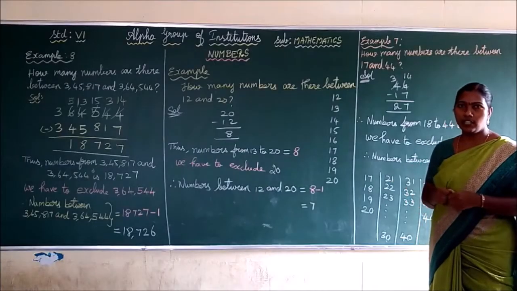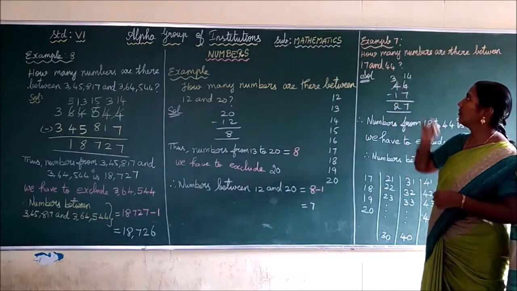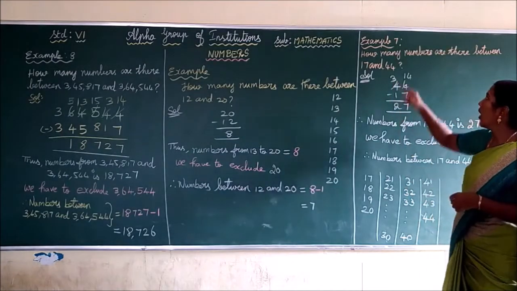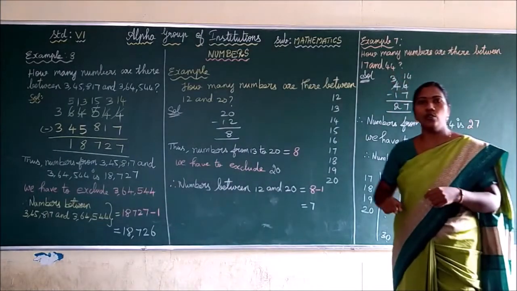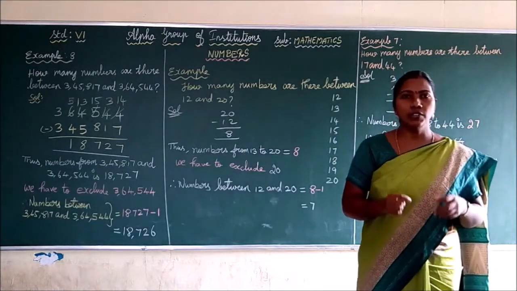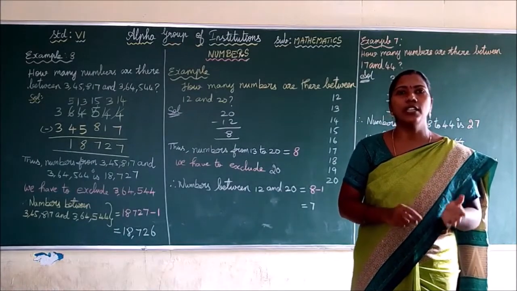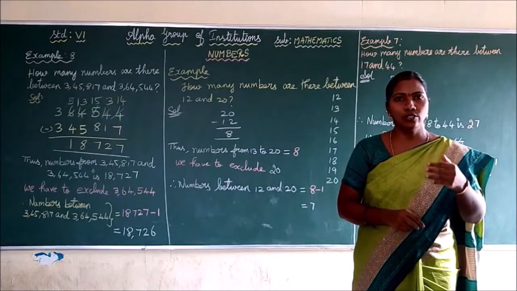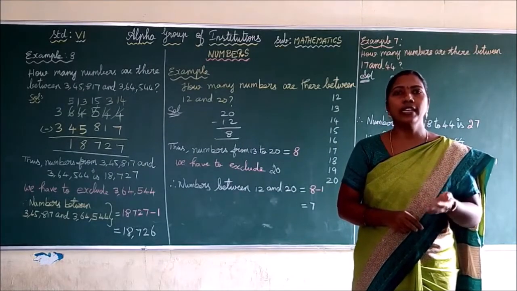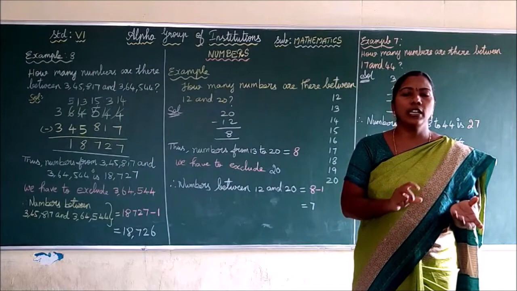Let us see the next example, children. Example 7. How many numbers are there between 17 and 44? What they are asking in the question is, we have to find the numbers between 17 and 44. Thus, without doing the actual counting, we have to find the numbers between 17 and 44.